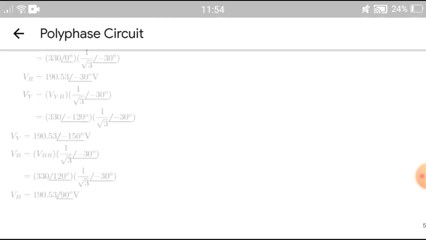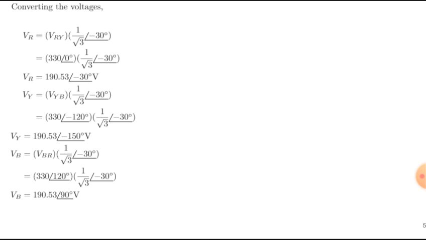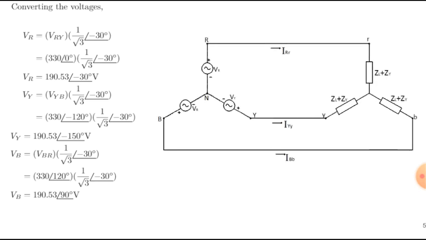And now, I can also convert the voltages so that it will become a Y to Y system. Using our conversion, you just multiply it with 1 over square root of 3 angle negative 30. Then this will be our new circuit. It's a Y to Y system.